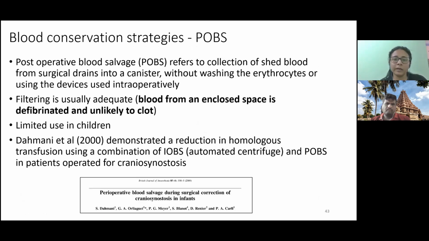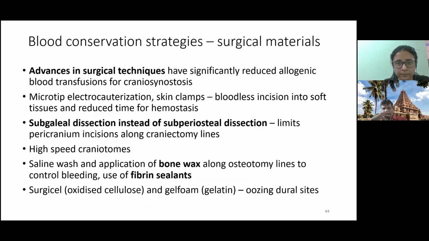So post-operative blood salvage refers to collection of shed blood from the surgical drains into a canister without washing the erythrocytes or using the devices used intraoperatively. Filtering is often not required because blood from an enclosed space is defibrinated and does not clot easily. However, the use in children is limited. There are very few reports. A prominent report of post-operative blood salvage was published by Dahmani et al. in 2000. They demonstrated a reduction in homologous transfusion using a combination of intraoperative blood salvage and postoperative blood salvage in patients operated for craniosynostosis.